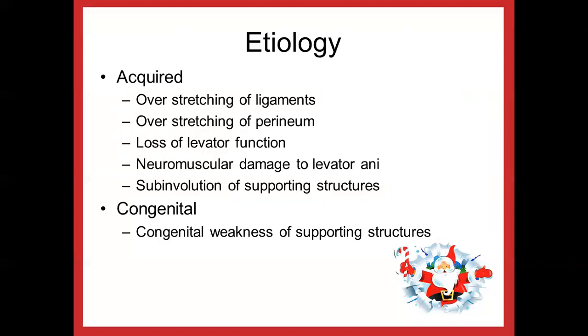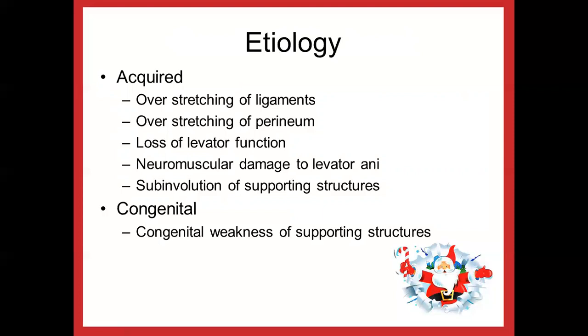Subinvolution of any supporting structures of the uterus can also lead towards the prolapse of the uterus. Congenital is another etiology, it can occur as a congenital weakness. Because of the congenital weakness of the supporting structures, the uterus can prolapse.